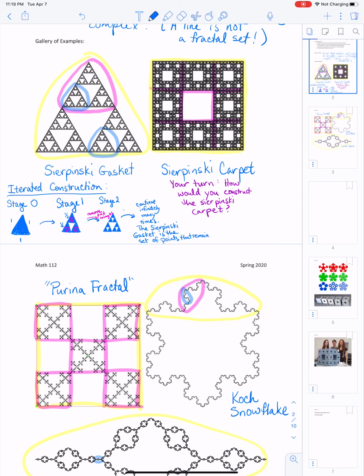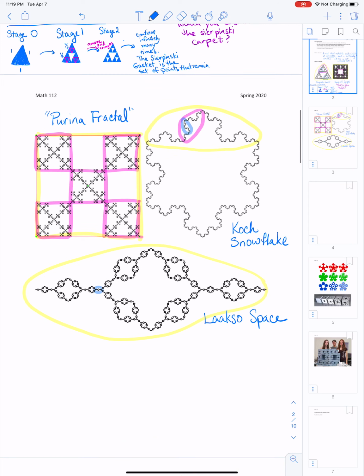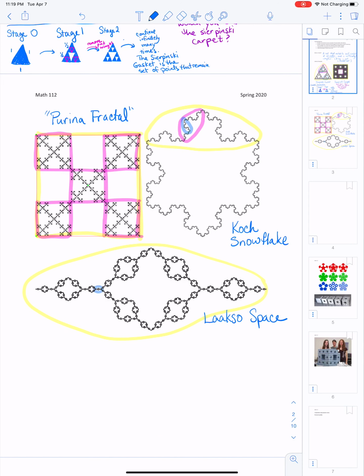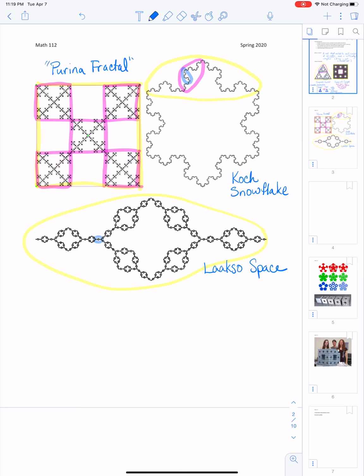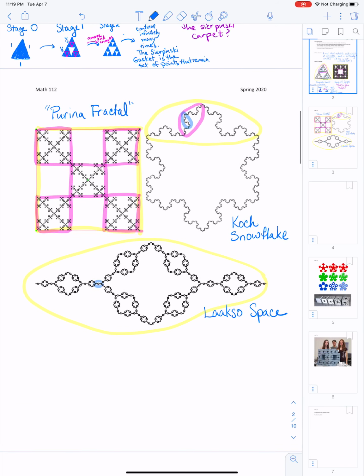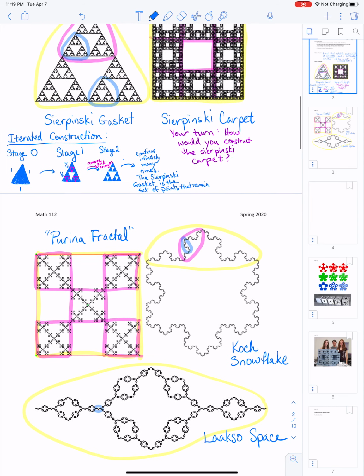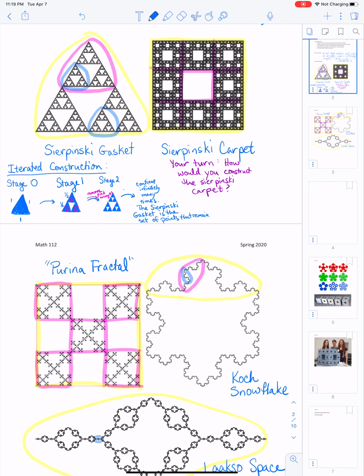The name will come from the logo for Purina pet food, which is this kind of checkerboard pattern with five solid squares. Let's just talk briefly about how that is constructed. In fact, it's constructed in a very similar way to the Sierpinski carpet. You can see that both involve squares, but they have a very different look. Nevertheless, the method for constructing them is very, very similar.